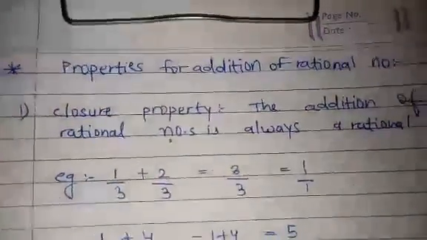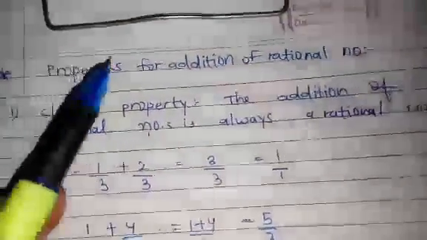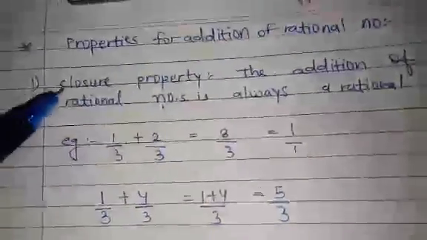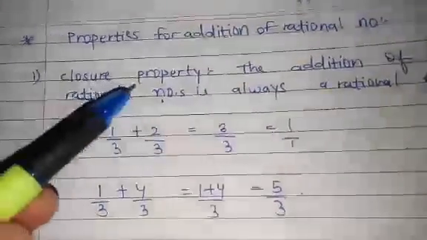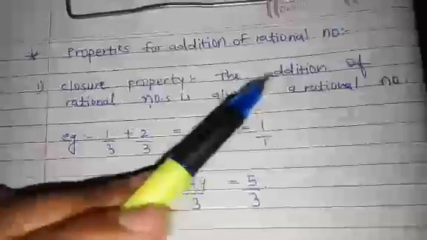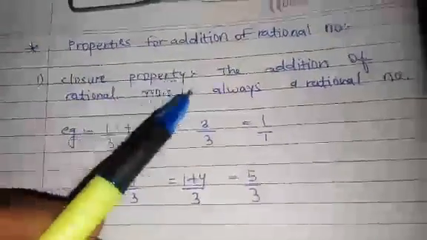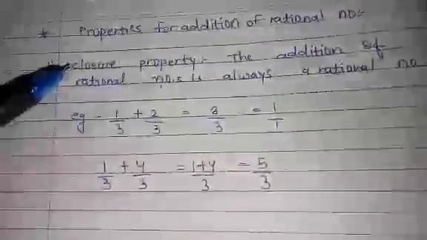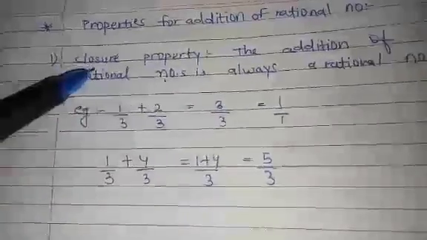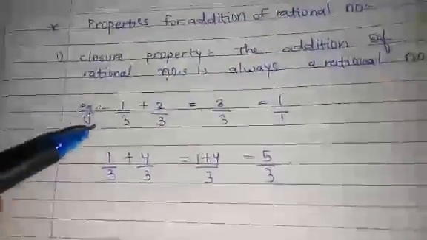It's now time to have a look at properties for addition of rational numbers. First property, that is closure property. The addition of rational numbers is always a rational number. This is closure property for addition of rational number.